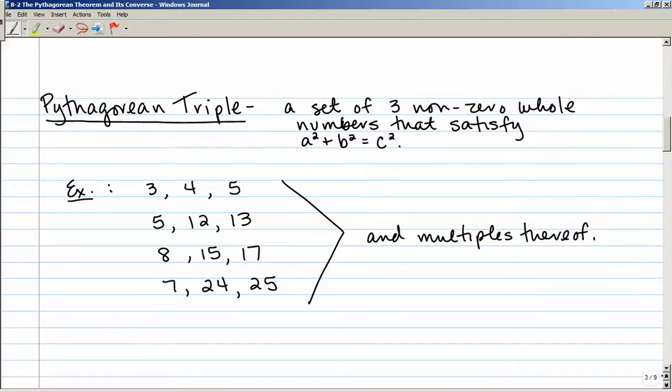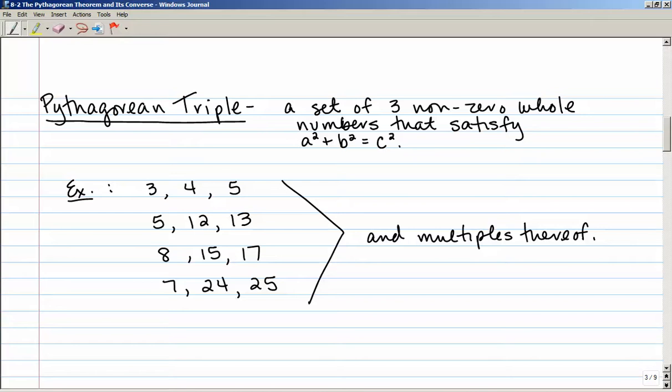A Pythagorean triple is a set of three non-zero whole numbers that satisfy the equation a squared plus b squared equals c squared. In class, we've talked about 3, 4, 5 right triangles and how contractors use those to make sure that the corner of a building is square. Some other popular Pythagorean triples are 5, 12, 13; 8, 15, 17; and 7, 24, 25. And remember, the longest side is always the length of the hypotenuse.